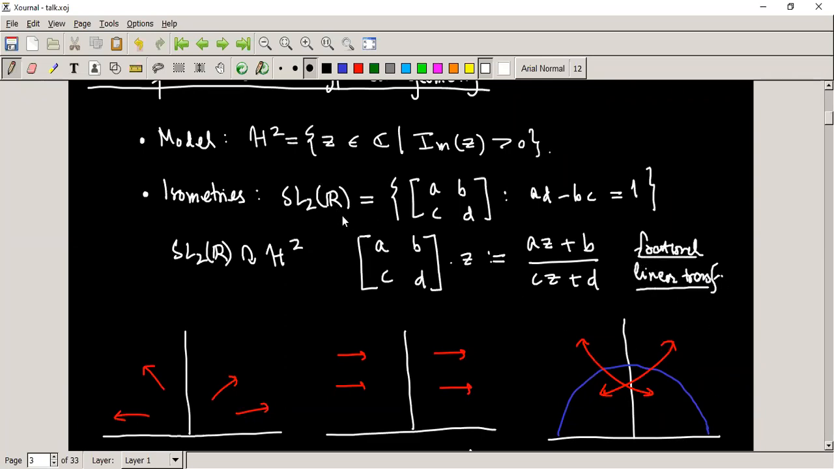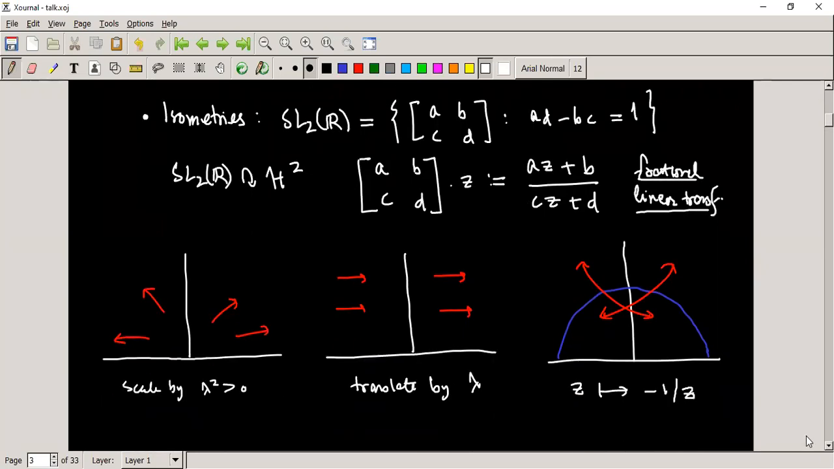And you can check that this preserves the upper half space. If z is a number with positive imaginary part, then this will also be a number with positive imaginary part. And there are some fundamental isometries of the upper half space that I want to talk about briefly.